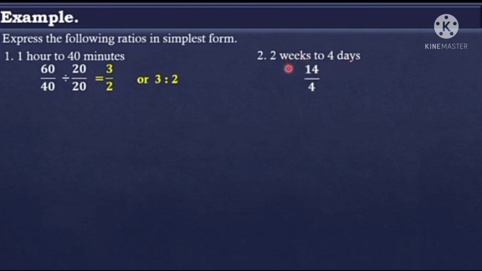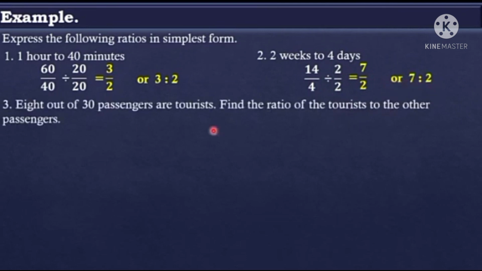For the next one, you have to convert weeks to days first. So 2 weeks is equivalent to 14 days, and 4 days is also 4. So 14 is to 4. To get the simplest form, we will divide by the GCF, that is 2. 14 divided by 2 is 7, and 4 divided by 2 is 2.